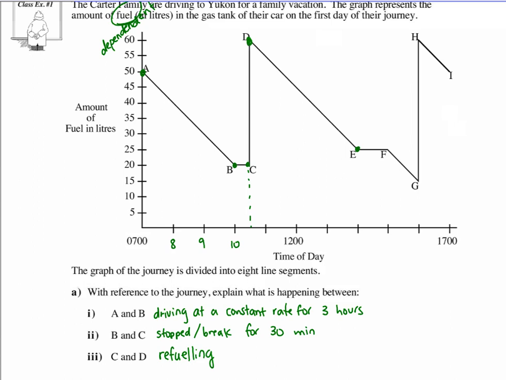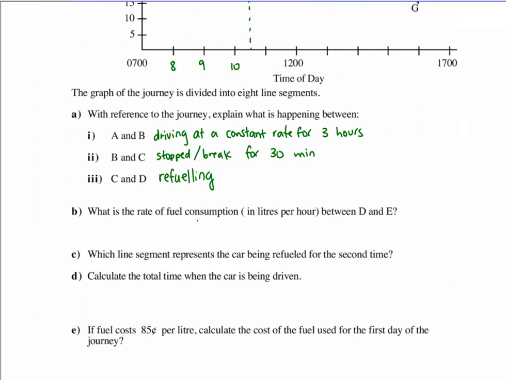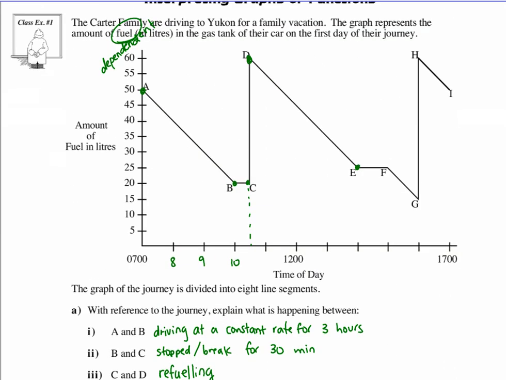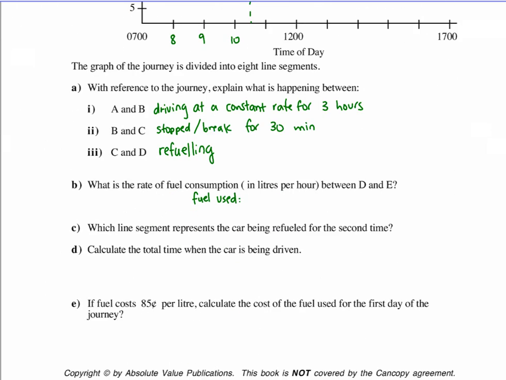So how much fuel was used between D and E? Let's look at this. We started at 60 and we're finishing at, E is at, I think 25. If you have a ruler, it'd probably be more helpful. So 60 minus 25, what does that give us? Fuel used would be 60 minus 25. 35 liters is what they used.